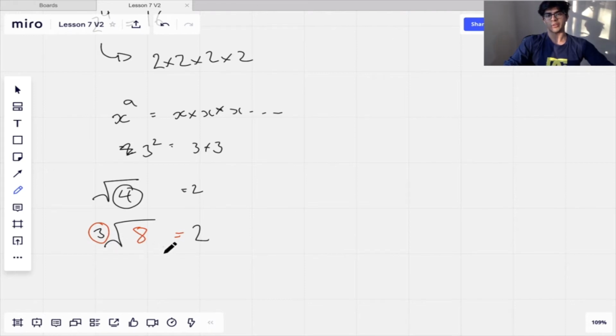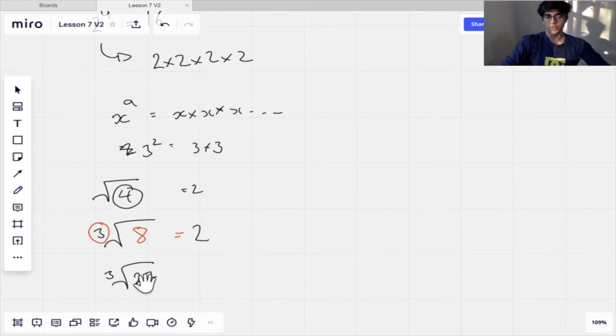I can try 1 times 1 times 1, which is just 1. Then I can try 2 now. 2 times 2 times 2 is 8. So I stumble across it. If you try another one, say the cube root of 27. Ooh. Well, I know it can't be 2. So let's try 3. 3 times 3 is 9, 9 times 3 is 27. There we go. Yeah, 27, had to check myself there. So it's just a bit of memorization.